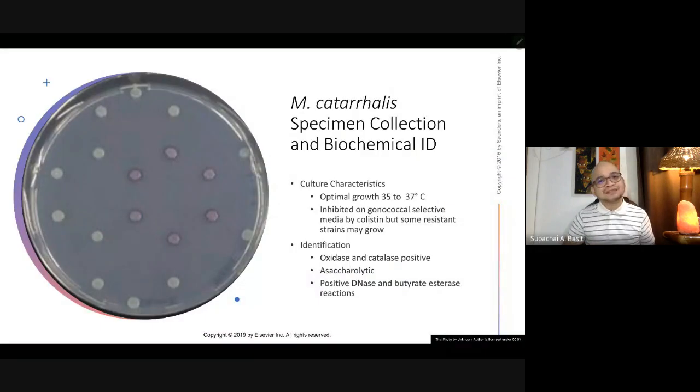And one of the tests for Moraxella catarrhalis would be the butyrate esterase reaction. Ito yun. Where purple color is a positive reaction. So, can grow between 35 to 37 degrees and inhibited on gonococcal selective medium with colistin. Pero kapag resistant yung Moraxella catarrhalis sa colistin, pwede pa rin sila mag-grow. Kaya nga, hindi natin pwedeng gamitin yung culture media for Neisseria for the cultivation of Moraxella catarrhalis.